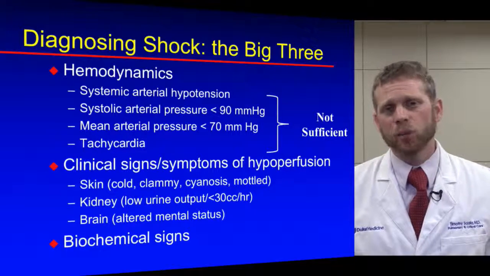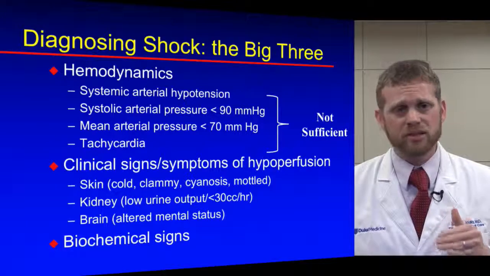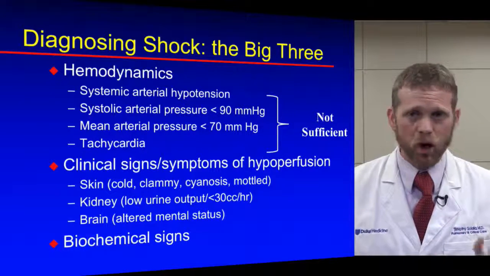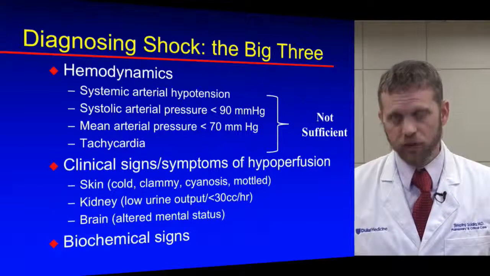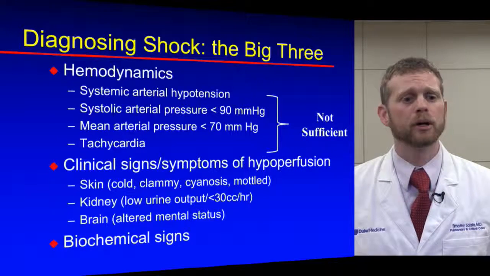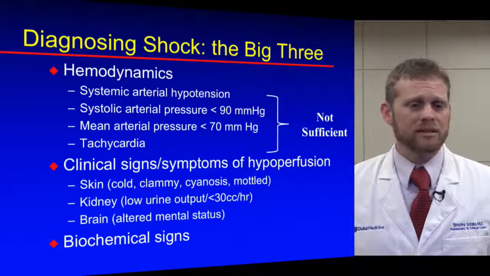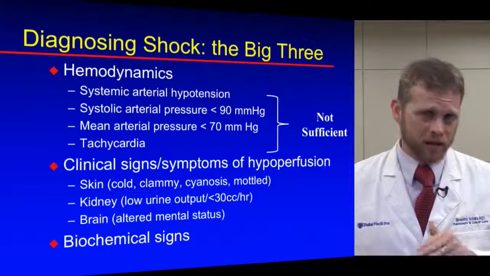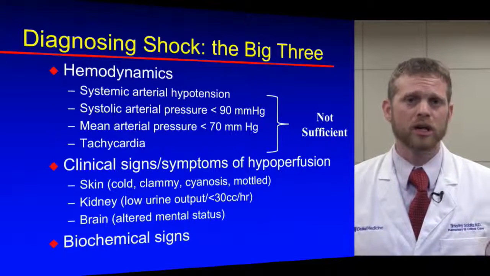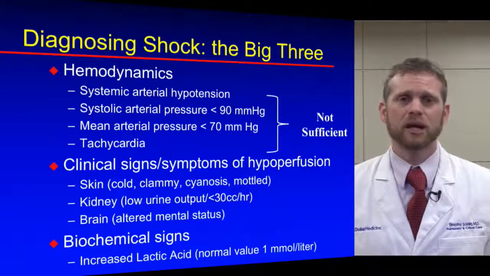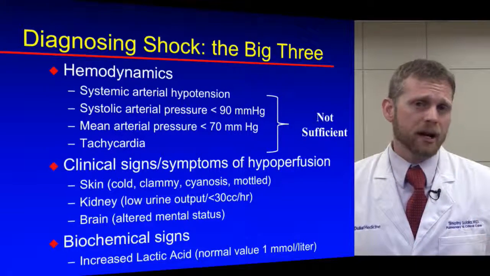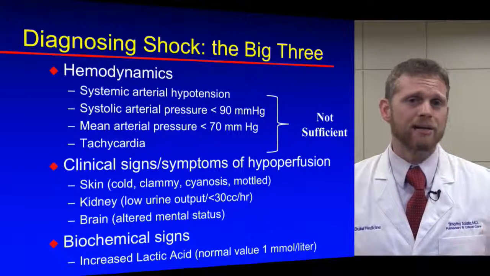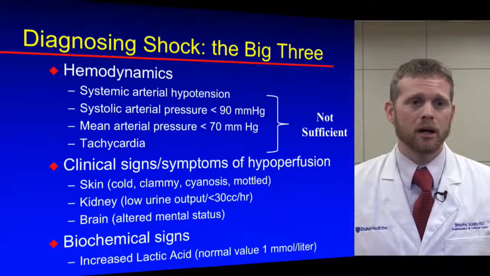And typically, when someone starts to have less than 30 cc's per hour, especially if they're already in the ICU, you start to worry about inadequate oxygen delivery and low cardiac output. As far as biochemical signs, the one I want you to remember, and the one I think most of you always think about when you're looking at shock, is the lactic acid level. The normal lactic acid should be around 1. If it starts to get above 2, that would be a sign that a person is developing shock.